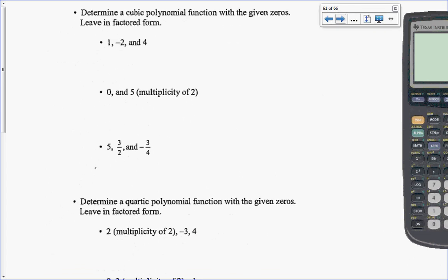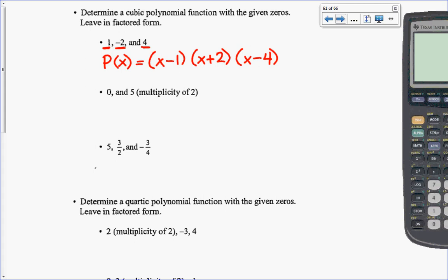Determine a cubic polynomial function with the given zeros. Leave it in factored form. Oh, we're very good at this. This should be easy for us. That means we have to write it as a function in factored form. If I have a 0 where x equals 1, then the factor that leads to that is x minus 1. And if my next zero is x equals negative 2, that's x plus 2. And if I have a zero where x equals 4, that's x minus 4. Okay, and that's all that question is asking us to do.